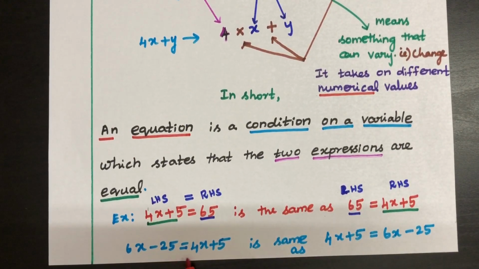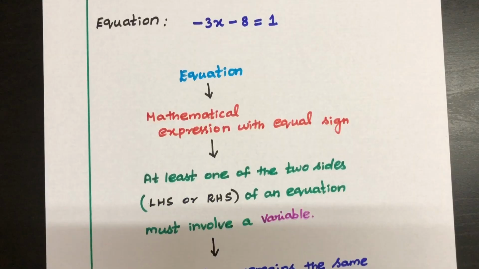Here is another example: 6x minus 25 is equal to 4x plus 5. This is the same even if you interchange LHS into RHS and RHS into LHS. See here, two mathematical expressions on the left hand side and right hand side. We are equating these, that means we put the equal symbol between the expressions. So it becomes an equation, right? So, an equation is nothing but a condition on a variable which states that the two expressions are equal.